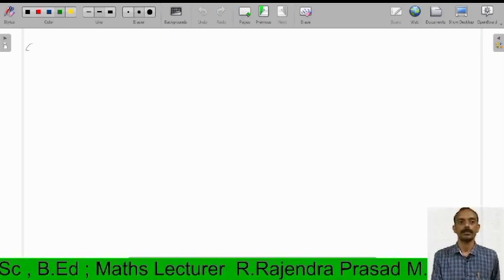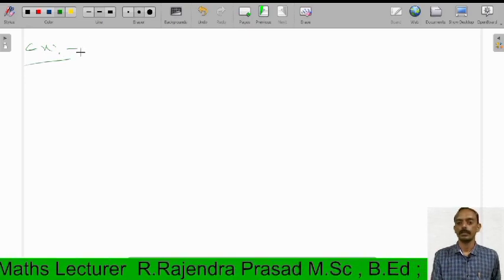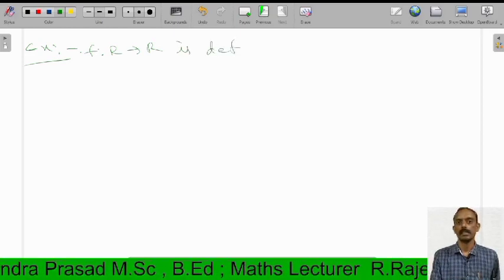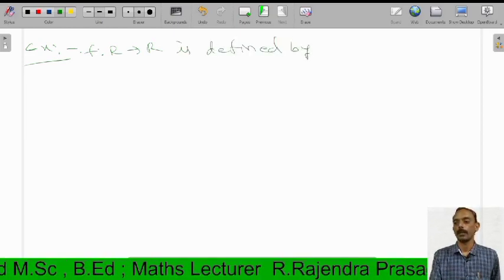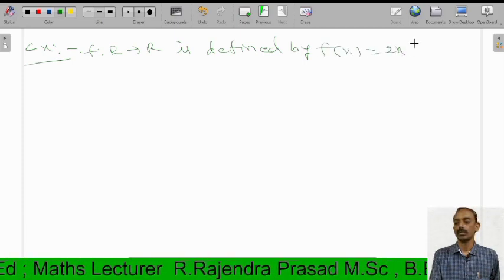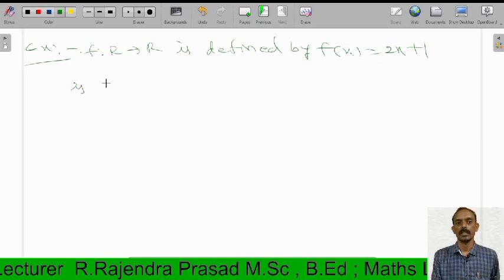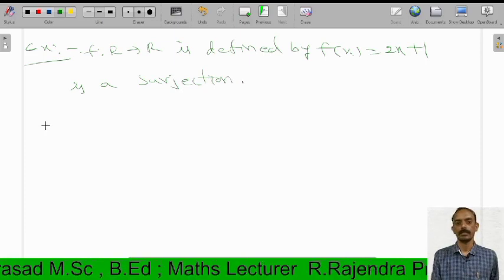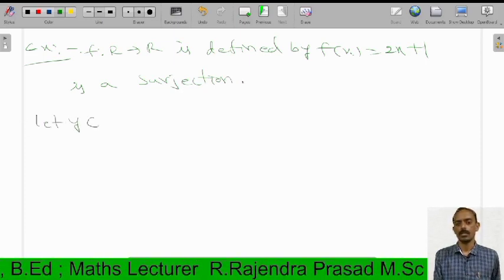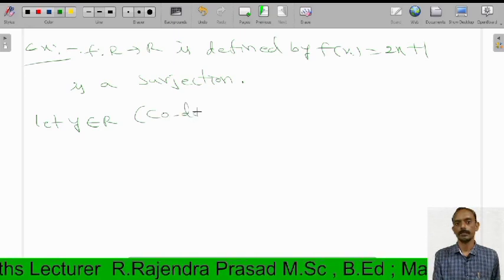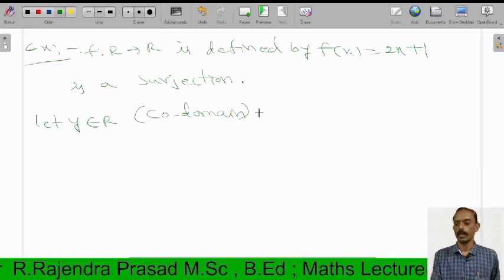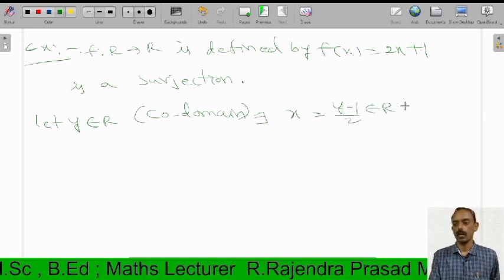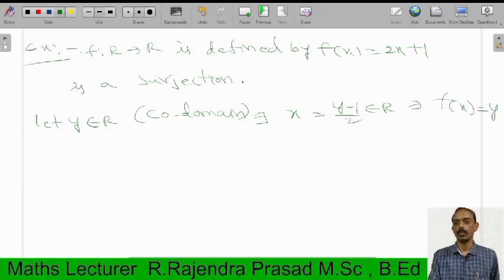నెక్స్ట్ ఎగ్జాంపుల్ చూద్దాం. For example, f: R to R defined by f of x equal to 2x plus 1 is a surjection. Let y belongs to R, codomain. There exists x equal to (y minus 1) by 2 belongs to R such that f of x equal to y.